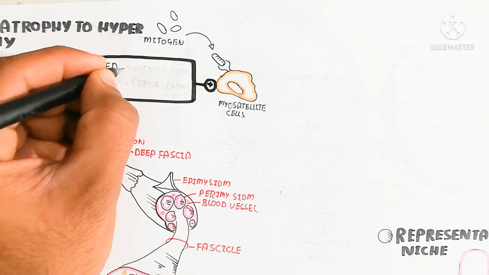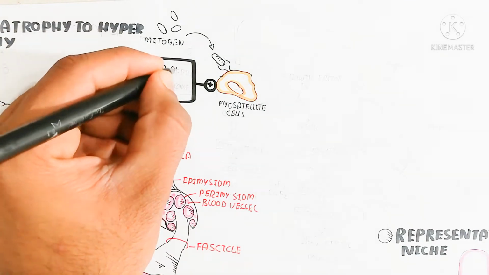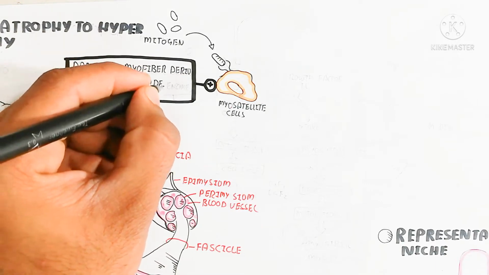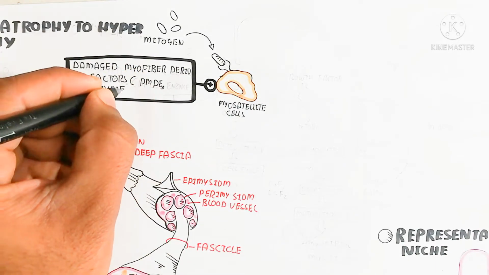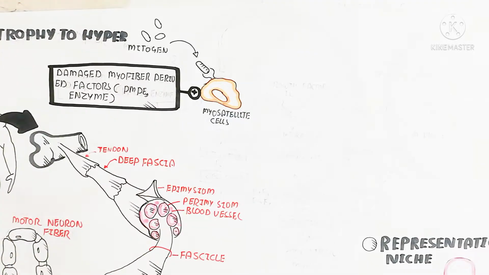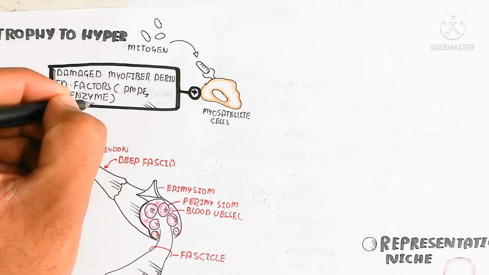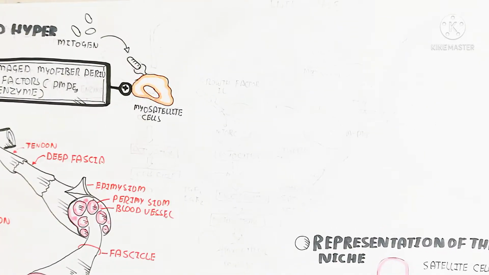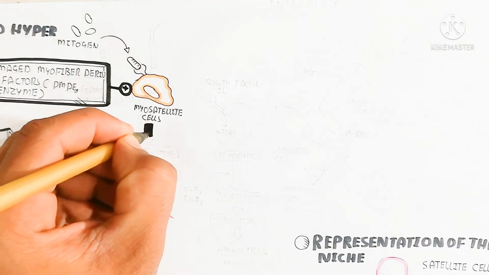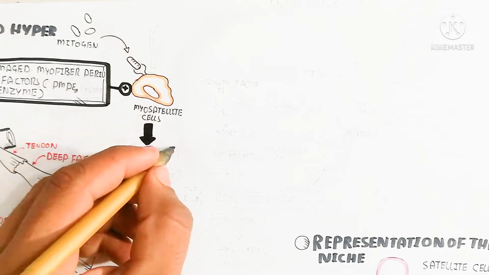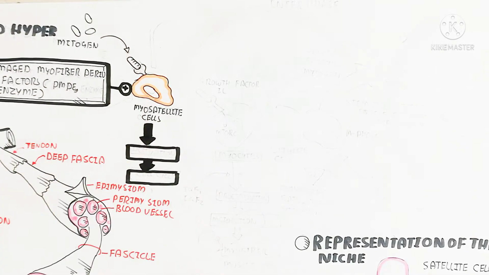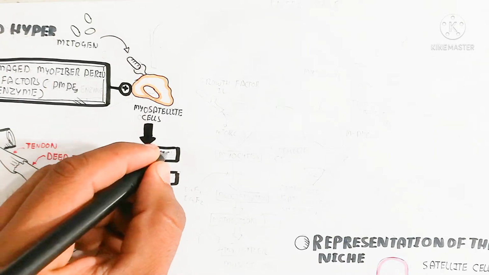So here are the damaged myofiber derived factors. The damaged myofiber derived factors will trigger the myosatellite cell by the binding of the mitogen receptor. So remember, the damaged myofiber derived factors mean the factors released after the damage of the myofiber, a muscle damage due to a high intensity workout. So that's possible. And myosatellite cell activation and the cell cycle begins.